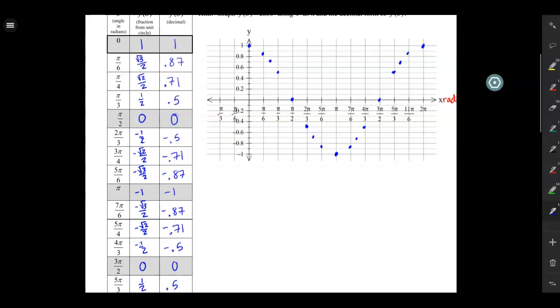And you'll see it kind of looks like a U. So I'm going to go ahead and connect these dots. This is going to be a curved graph, and it's going to look like a wave. Okay, so that is what your parent graph of cosine should look like.